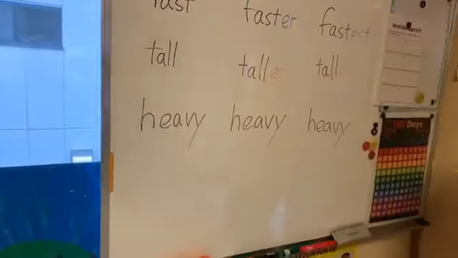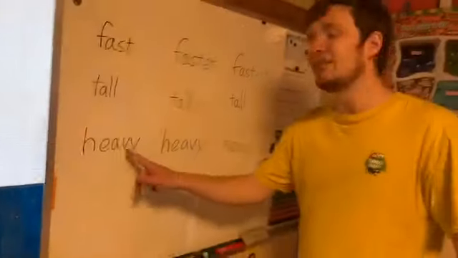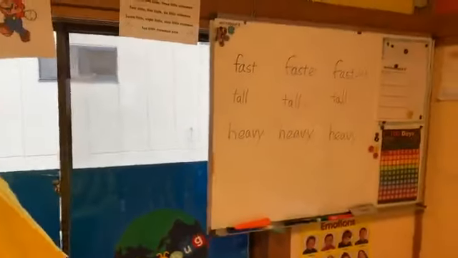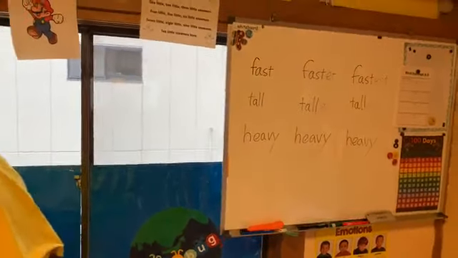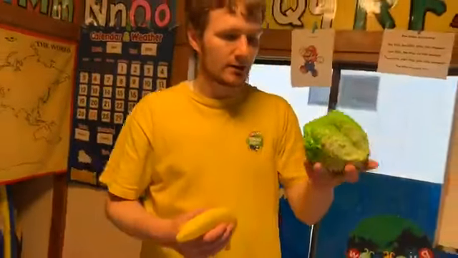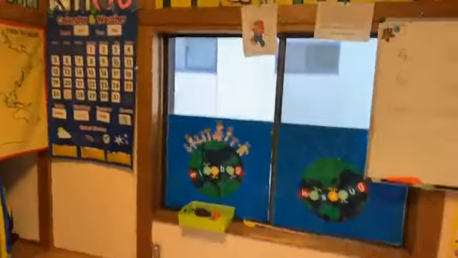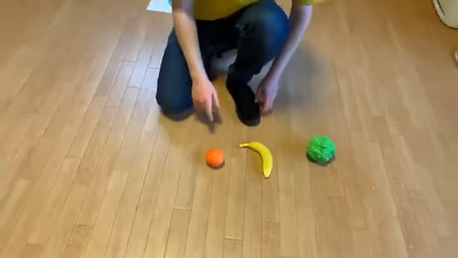Now, we have this word here. This looks like a tricky word, everyone. What word is that? Heavy. That's right, heavy. Everyone. That is heavy. So I'm gonna grab some things. Okay, I have lettuce, cabbage, banana, and an orange. So let me put these down, everyone. So, a banana.